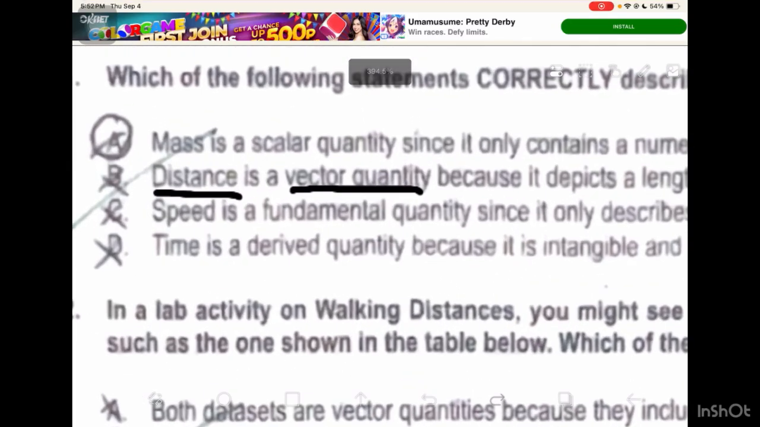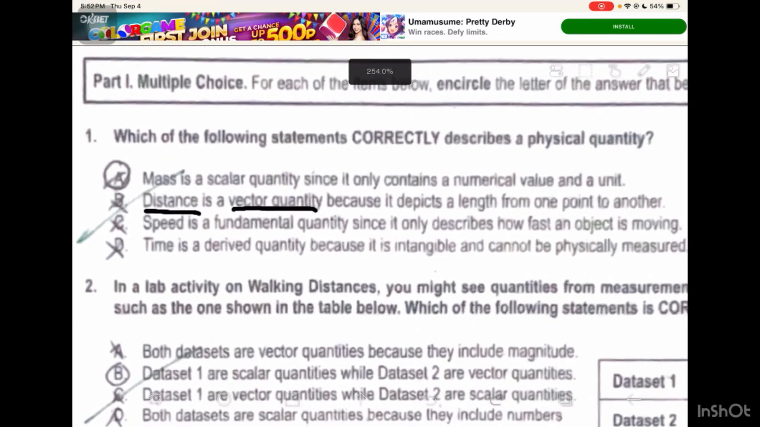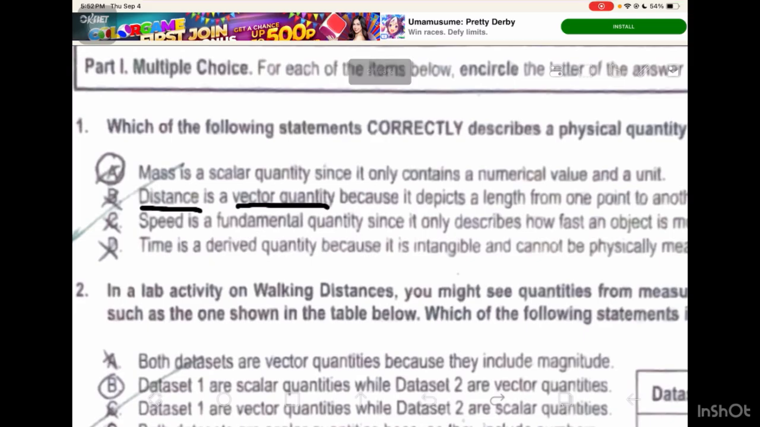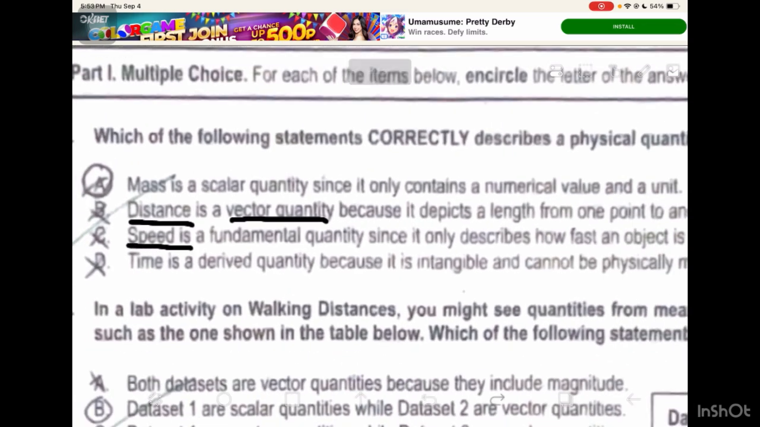Next, speed is a fundamental quantity since it only describes how fast an object is moving. Unfortunately, this is also wrong because speed is actually derived from distance and time. Fundamental quantities are the baseline. For example, we have temperature and luminance, and there are more of those. I believe there are 7 fundamental units in science, so you can also look that up in the previous guide. But speed is not a fundamental quantity.